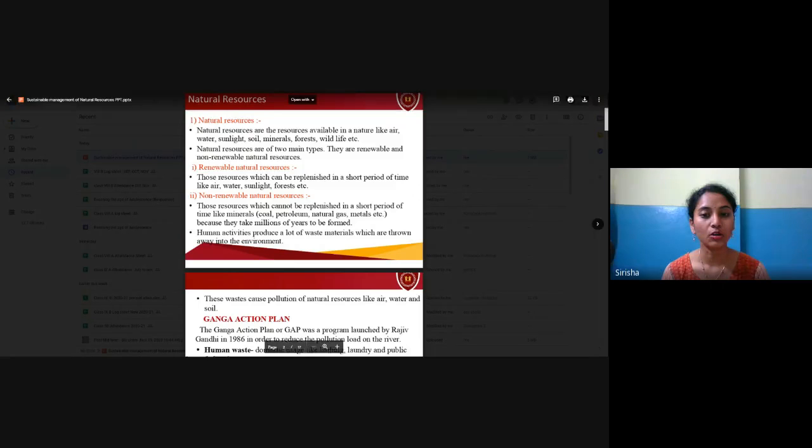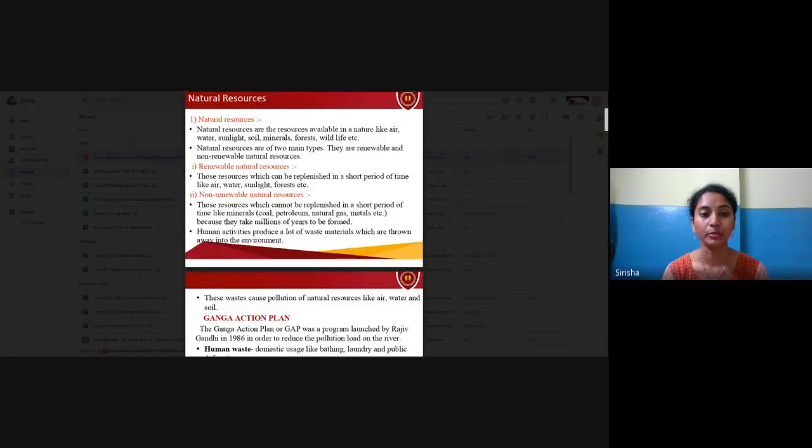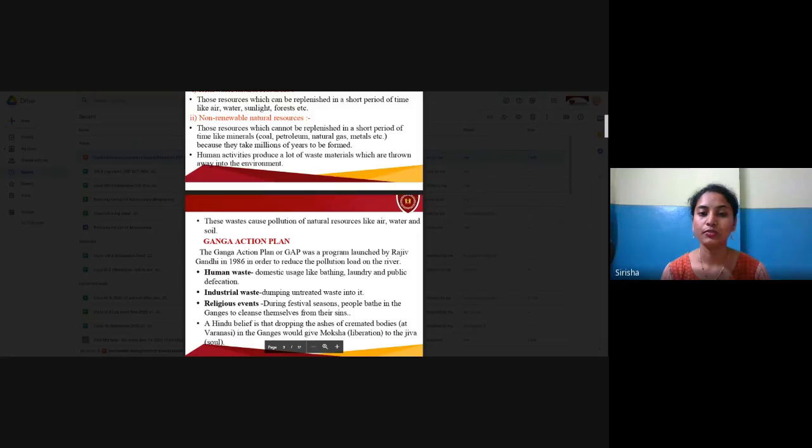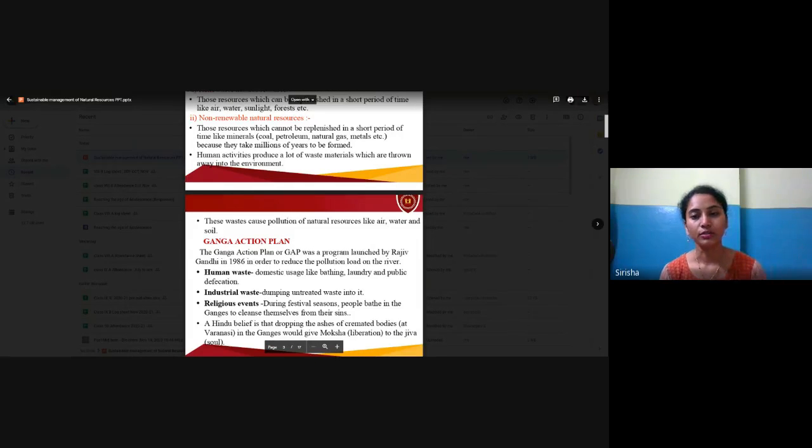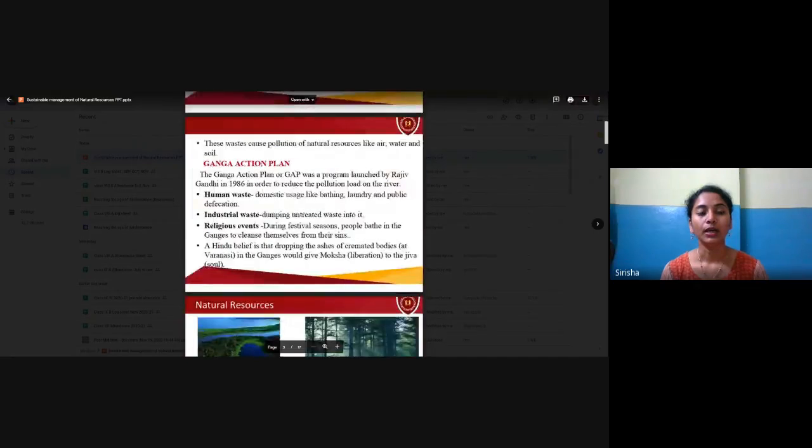Human activities produce a lot of waste materials which are thrown away into the environment. These wastes cause pollution of natural resources like air, water, and soil, which we have been learning, what is water pollution, what is soil pollution, what is air pollution from our earlier classes, right? So let us see what are the action plans and why we have to study the conservation of natural resources, and how we should manage according to the population increase, or else how we have to meet the demands of the people in an exact way, how to replenish them.